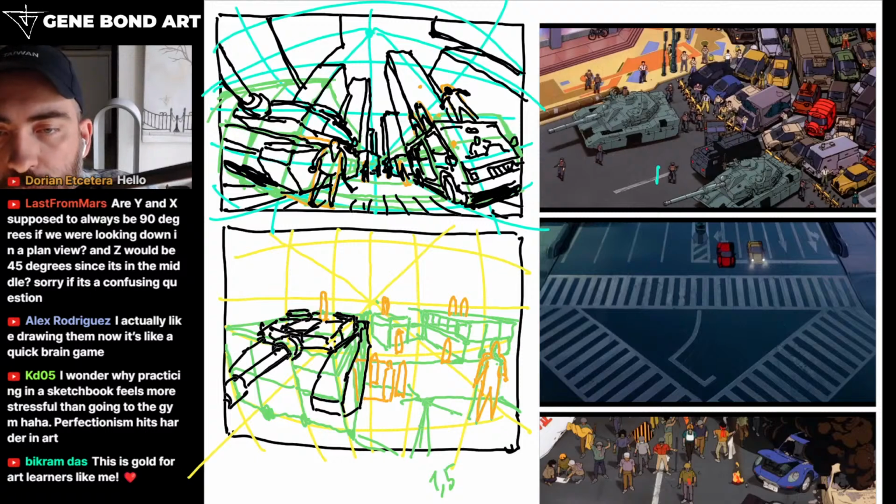So here, then this minibus, second tank here, second minibus.